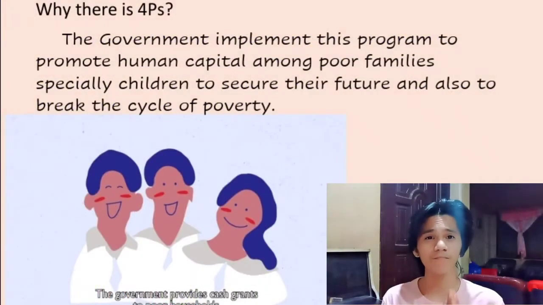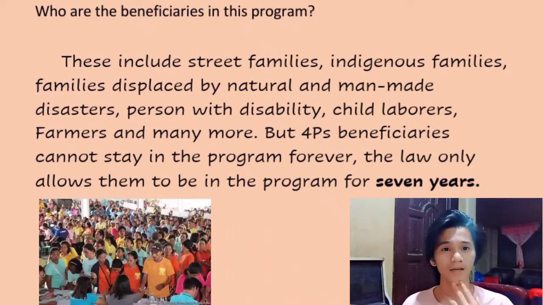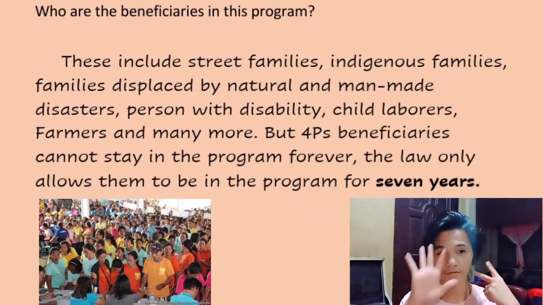And the government implements this program to promote human capital among families, especially children, to secure their future and also to break the cycle of poverty. The beneficiaries of this program include street families, indigenous families, or families displaced by natural or man-made disasters, also persons with disability, and many more. But 4Ps beneficiaries cannot stay in the program forever because the law only allows them to be in the program for 7 years.